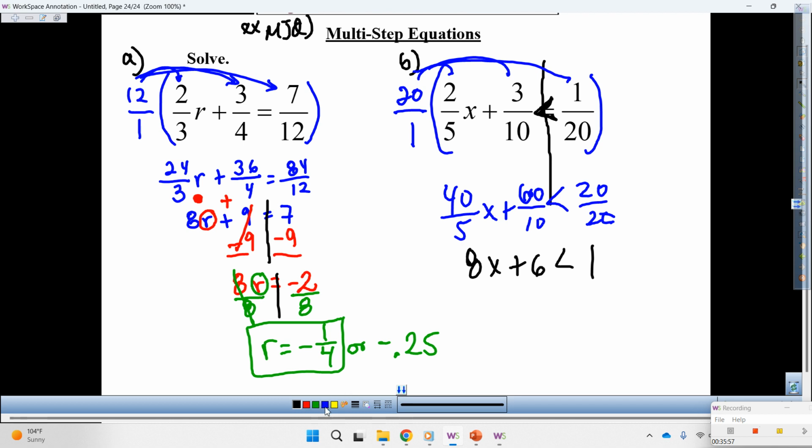Next, let's see, circle your variable. There's multiplication and addition. Where do I start, everyone? Subtract 6, subtract 6. We're left with 8x less than negative 5. And last but not least, we need to leave x by itself. Divide by 8. Divide by 8. X is less than negative 5/8.